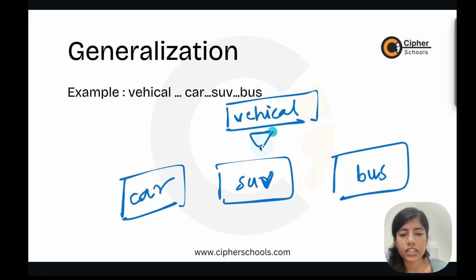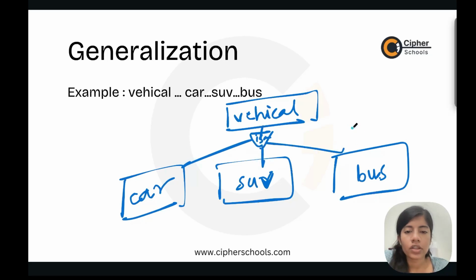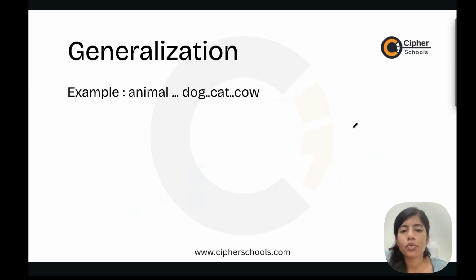So I'm having an ISA relationship with vehicle. So I can say a vehicle is a car, a vehicle is an XUV, and a vehicle is a bus. So I think we are clear with the example. And okay, let's take one more.